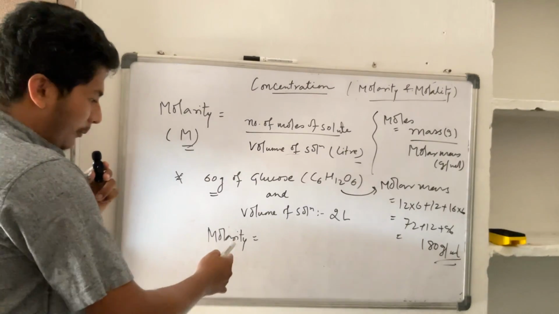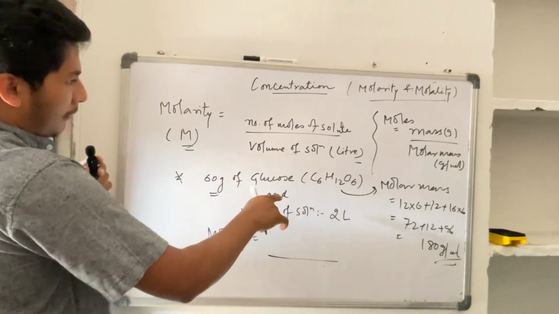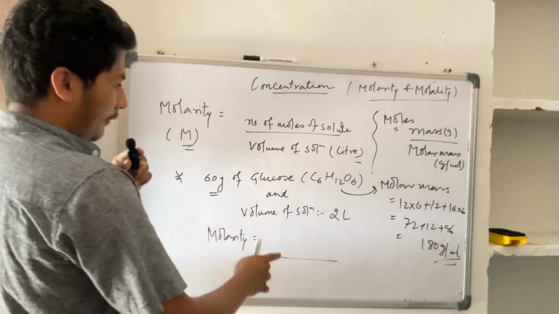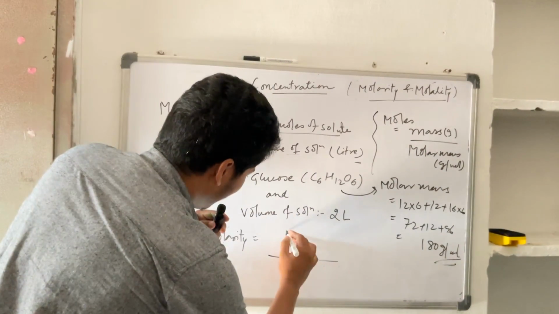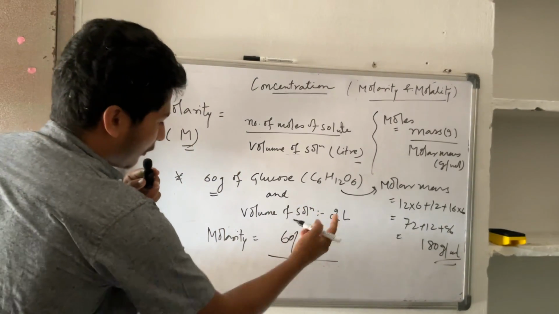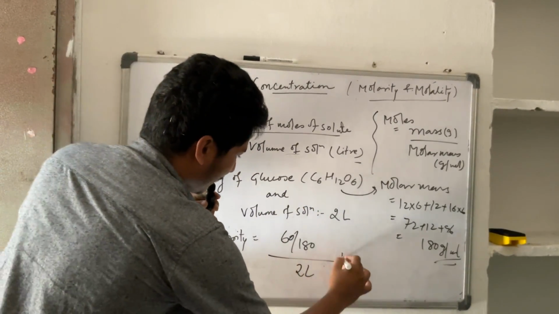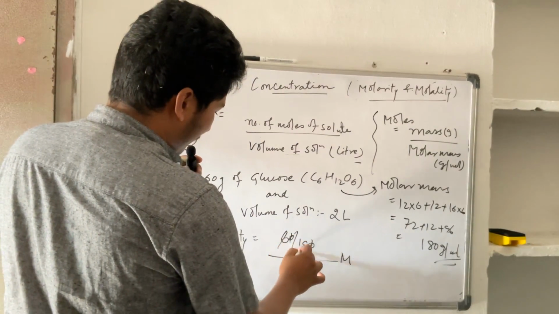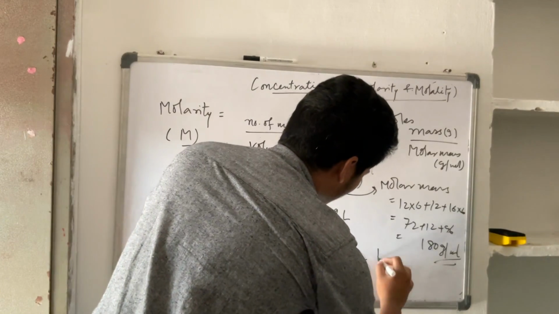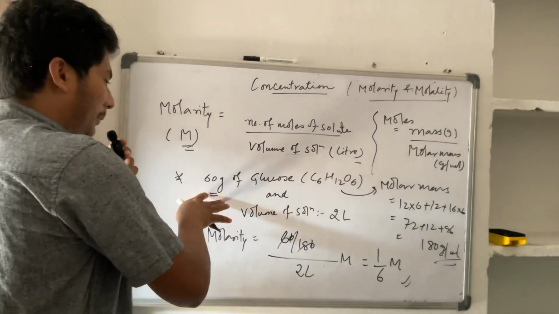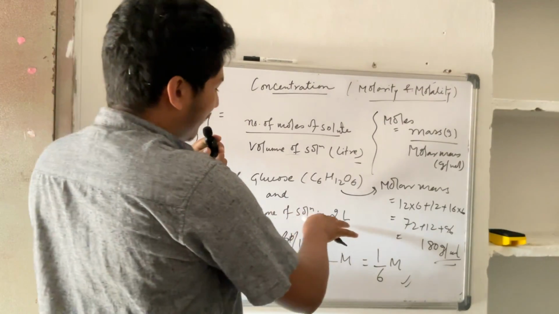Now you want to calculate the molarity, which is the number of moles of solute divided by the volume. The number of moles you can calculate from mass divided by the molar mass. So the number of moles will be 60 divided by 180, divided by the volume of solution in liter, which is 2 liter. So this value will be, 0 cancelled, 6 3s are 18, 3 2s are 6. So 1 by 6 M is the concentration of the solution you have prepared by taking 60 gram of glucose and making up the volume by adding water to 2 liter.